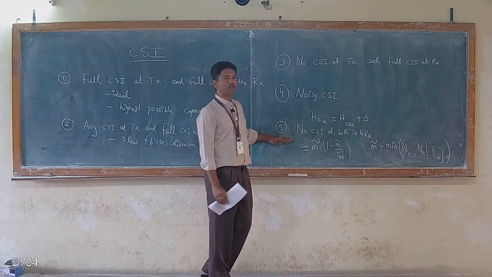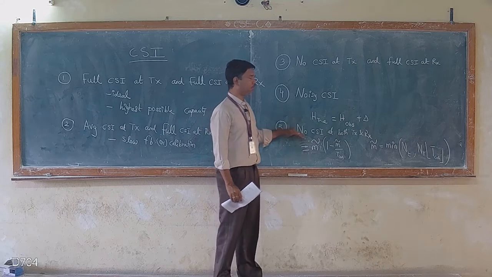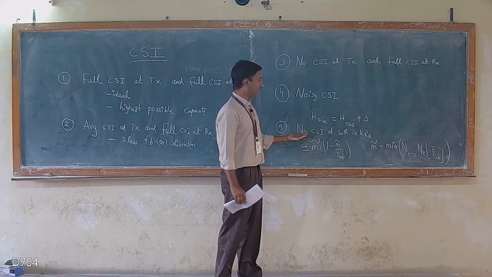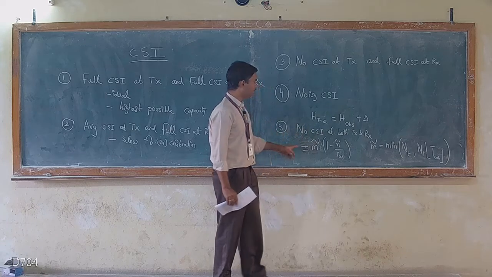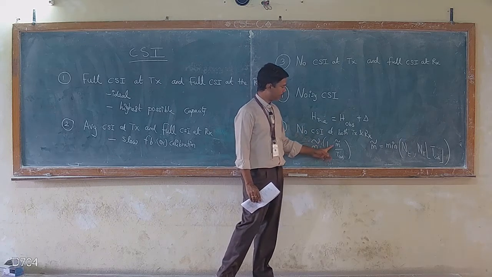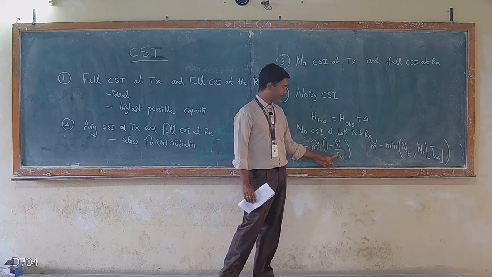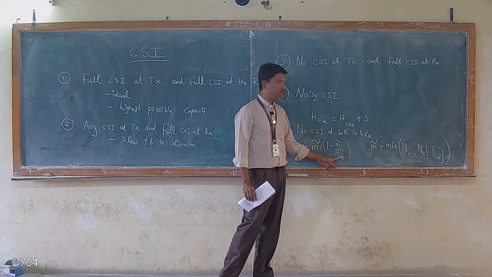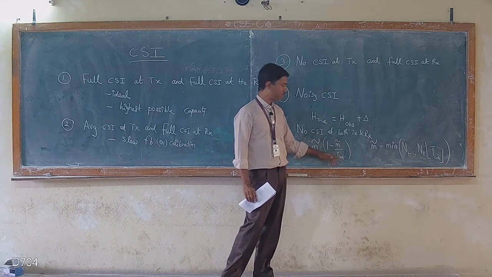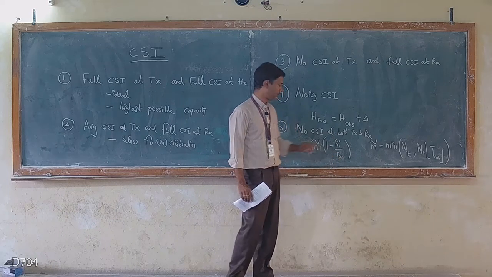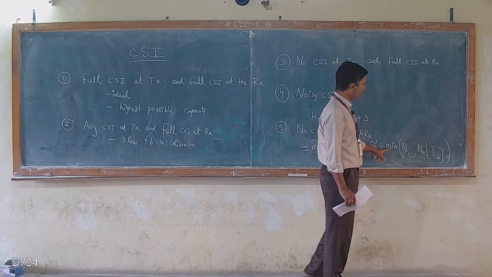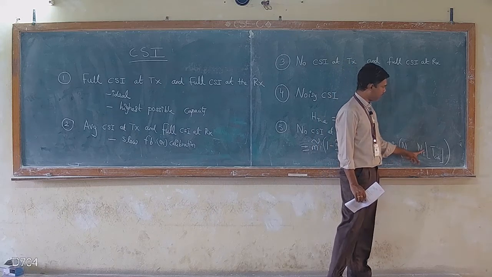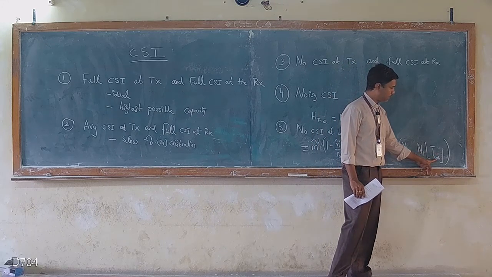So it is also possible to improve the capacity even without using the channel state information by an amount m tilde of 1 minus m tilde by TCOH. The TCOH is the coherence time, the time for which the channel remains constant. And the m tilde is the minimum of Nt comma Nr into floor of TCOH.